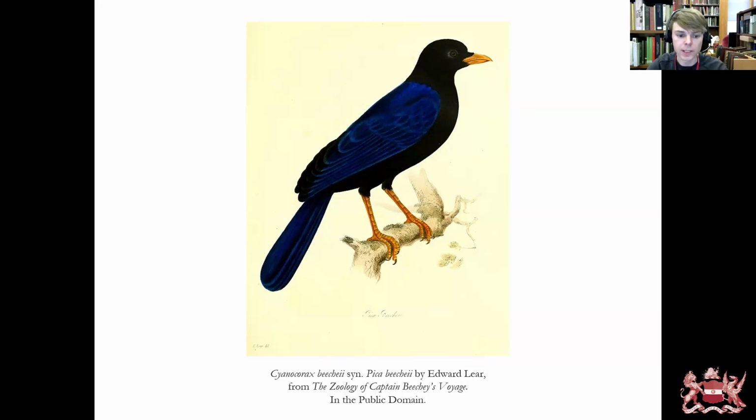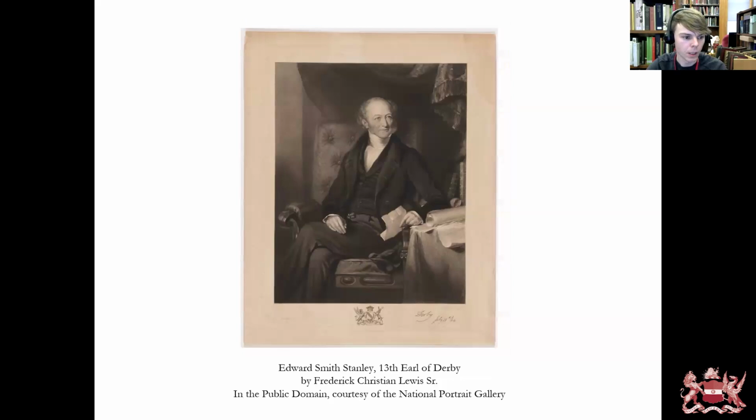I think the teenage Lear's talent is already obvious here in this detailed and quite charming study, and an augury of much greater works to come. It's also around this time, in the late 1820s, 1830s, that Lear meets his first great early patron, a man called Edward Smith Stanley, better known as the Earl of Derby. And here he is in a contemporary etching.